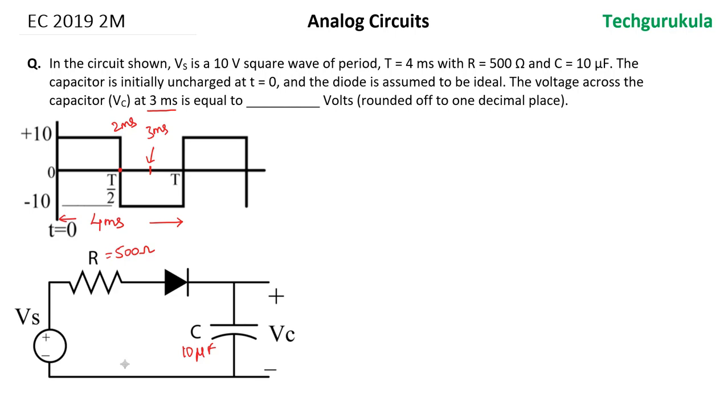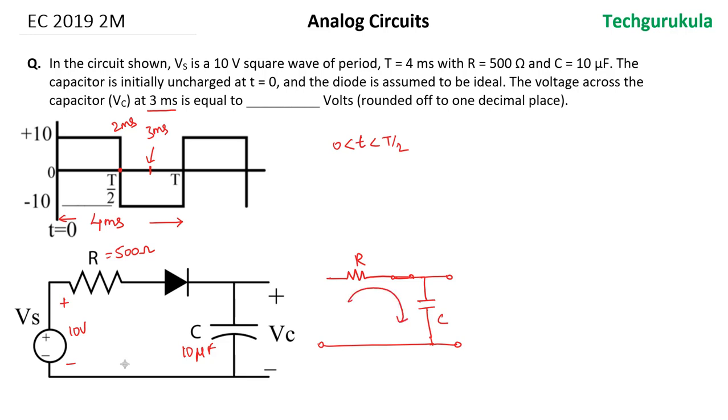Now let's see when t is in between 0 and T by 2. Right at t equal to 0, a plus 10 volts is applied. So when plus 10 volts is applied here and the voltage across the capacitor is 0, the diode will be forward biased, as the P side is at higher potential than the N side. When the diode is forward biased, the circuit becomes a simple RC circuit. Now current would be flowing and the capacitor would get charged.